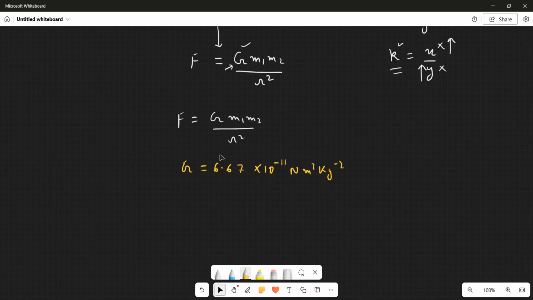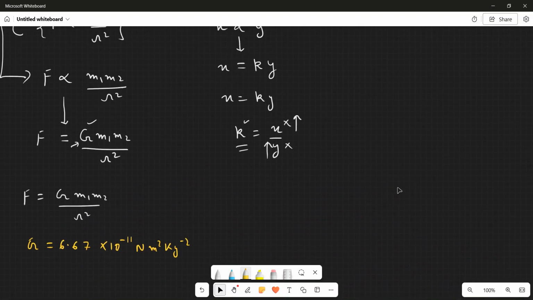It is conservative in nature, meaning if we do some work using this force, then the work depends on the initial and final position of the body, not on the path followed by the body. So it is conservative in nature, right? So when two particles are here, there exists a force that is G into m1 m2 by r square. This is the gravitational force.